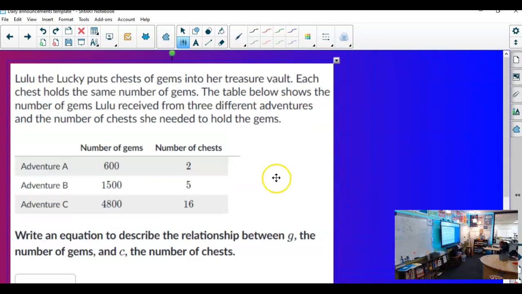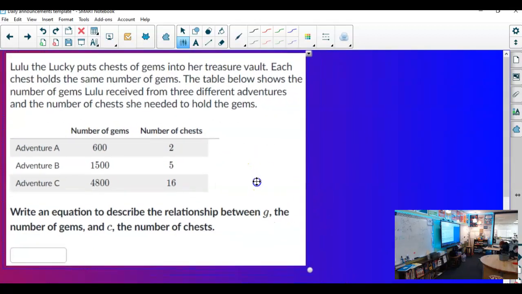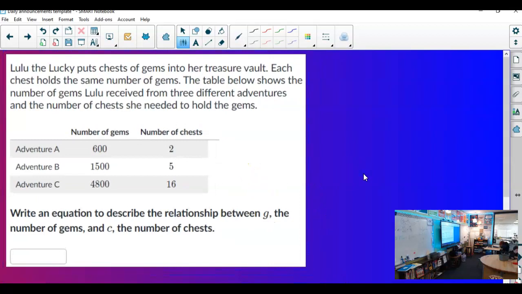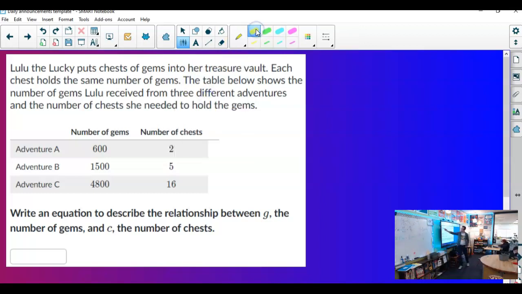All right, this will let me highlight what feels important. Lulu the Lucky puts chests of gems into her treasure vault. I wish I had a treasure vault. Each chest holds the same number of gems. That feels important. The table below shows the number of gems Lulu received from 3 different adventures and the number of chests she needed to hold the gems.